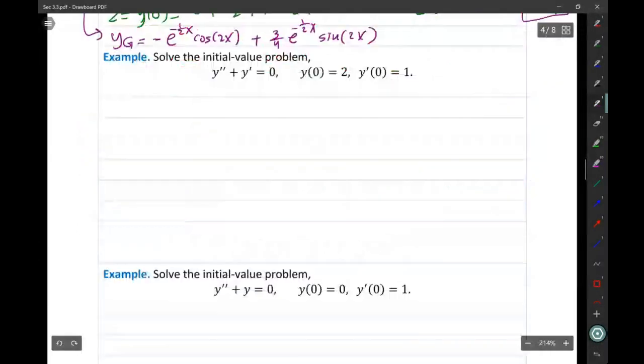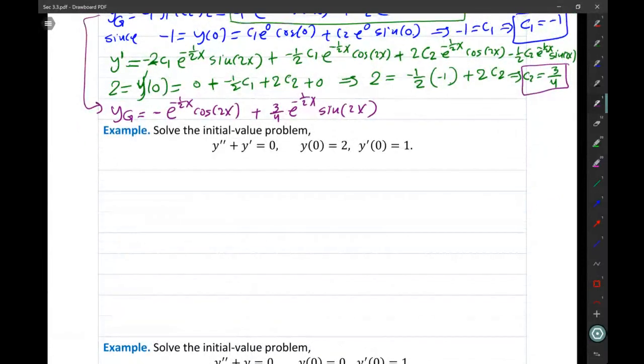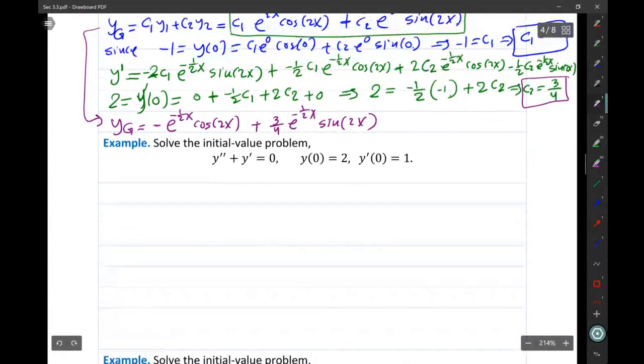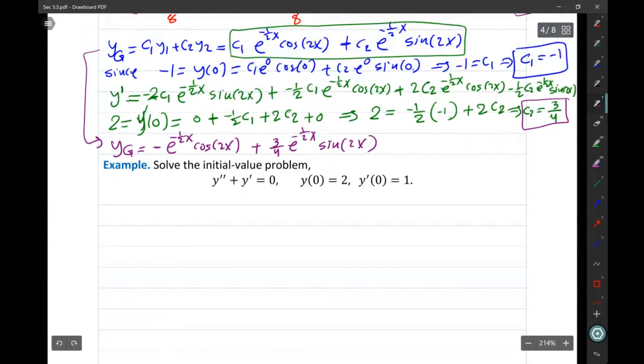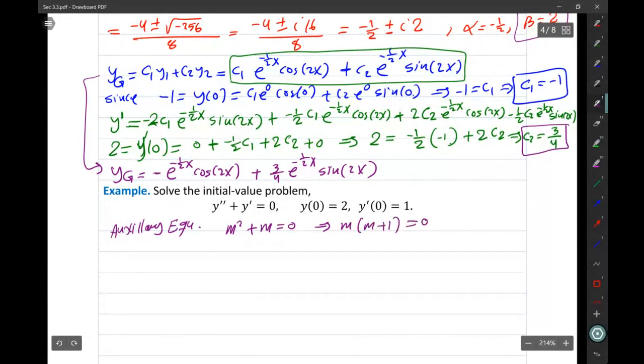All right, next example. Let's see the next example. Also solve the following initial value problem. I have to find out the auxiliary equation first, which is m square plus m is equal 0. This implies m times m plus 1 is equal 0, which implies either m is equal 0 or m is equal minus 1.